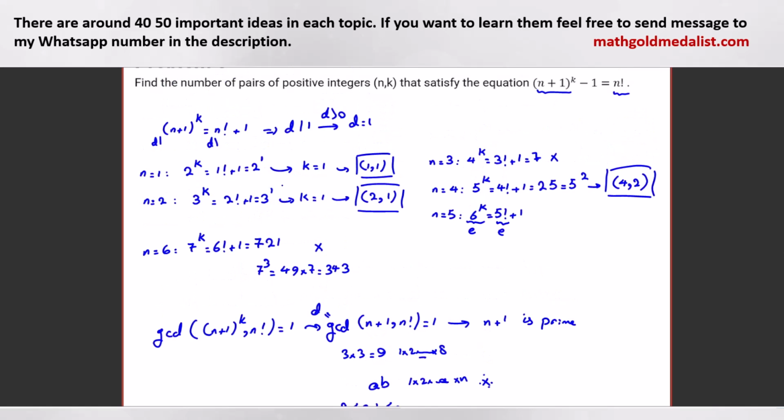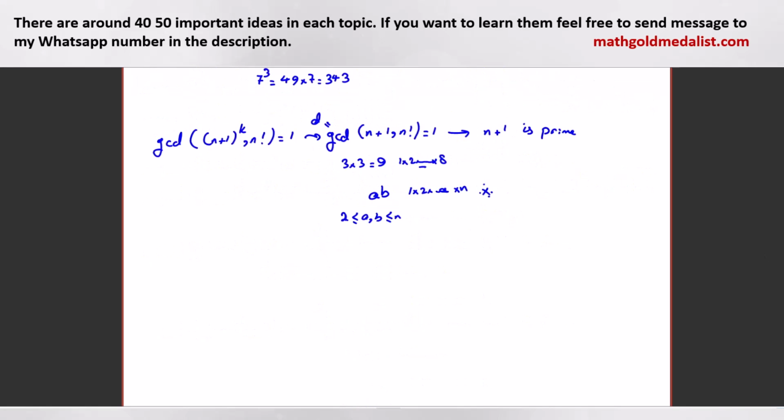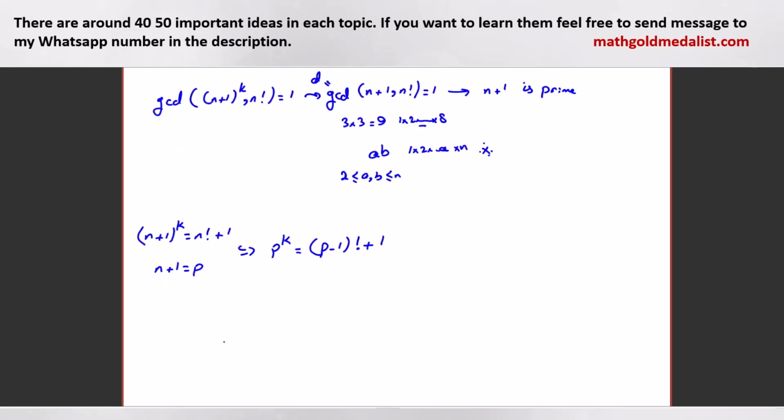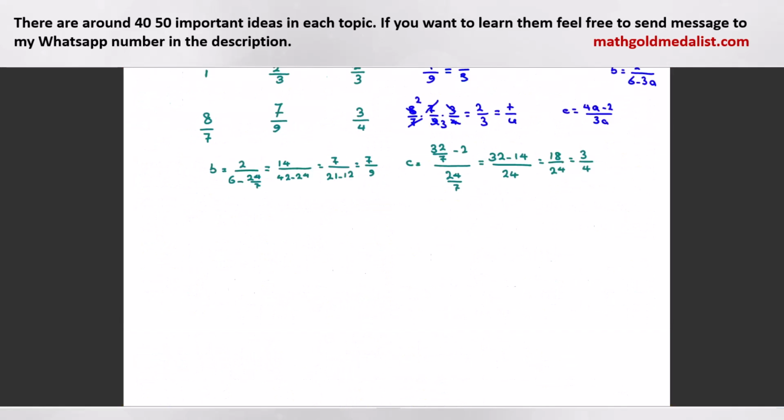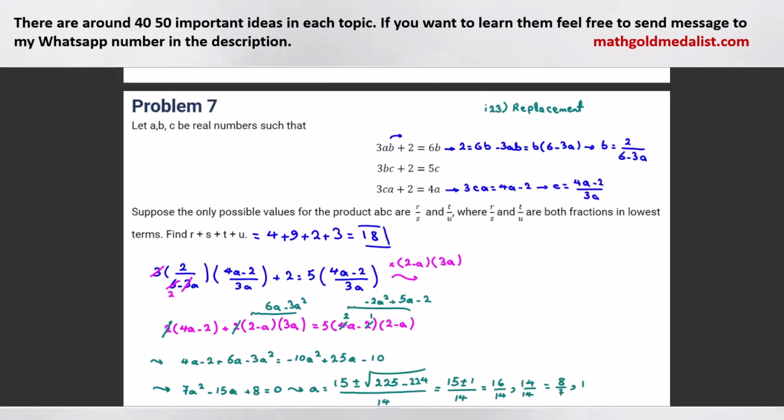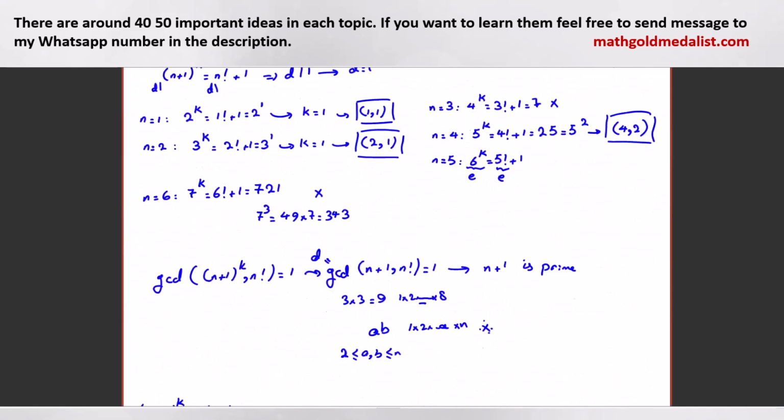Now that n plus 1 is prime, call it p. (n plus 1) to the k was n factorial plus 1. So we can say p to the k is equal to (p minus 1) factorial plus 1. Then we can say (p minus 1) factorial is equal to p to the k minus 1. And here we want to use a famous identity. How many ideas have I told you so far? Idea 23. Idea 24.